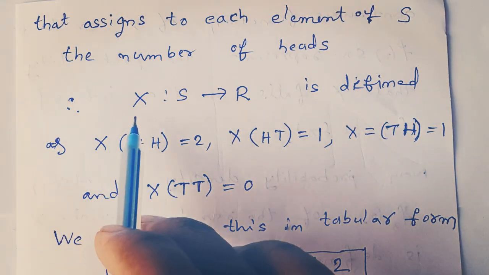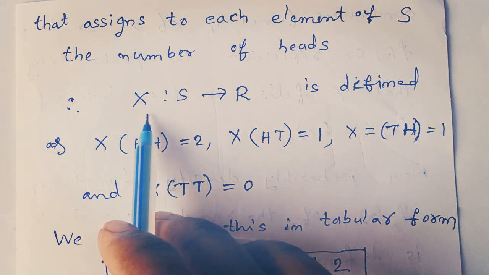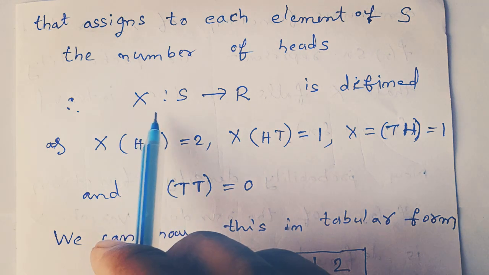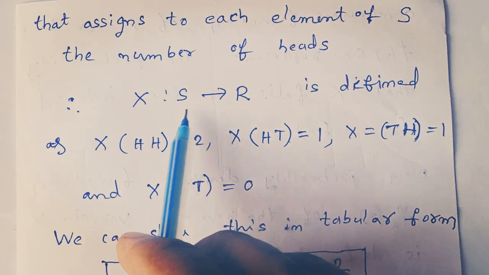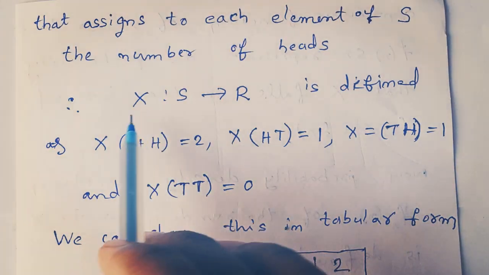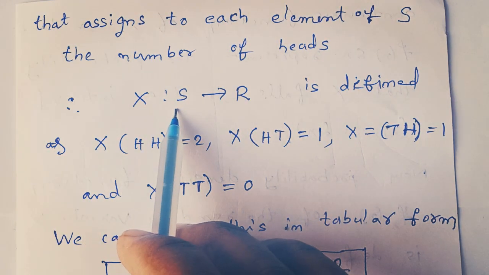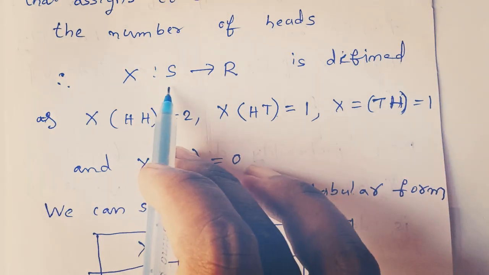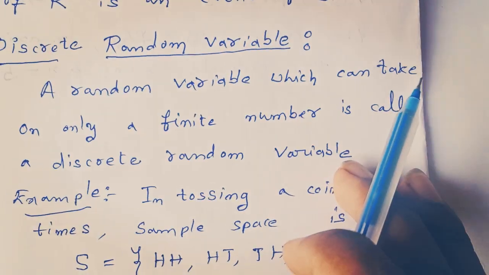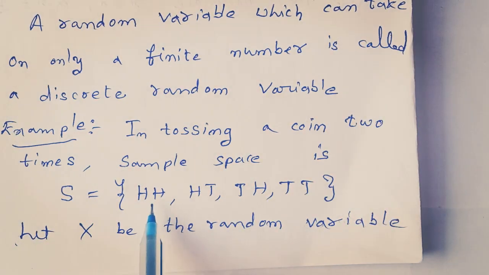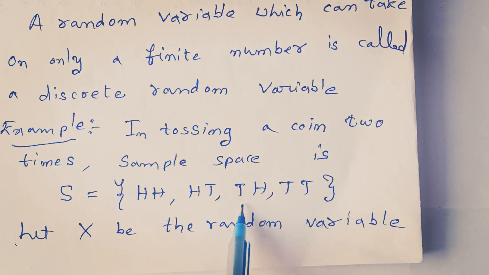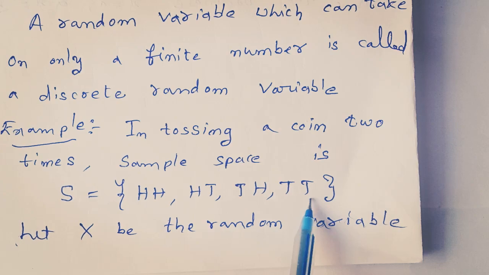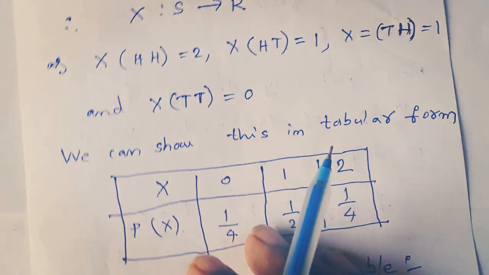Already we discussed X. X is a mapping between a sample space and real numbers. It always maps every event of S to a real number. What are the events of the sample space? The first event is HH, the second is HT, the third is TH, the fourth is TT.